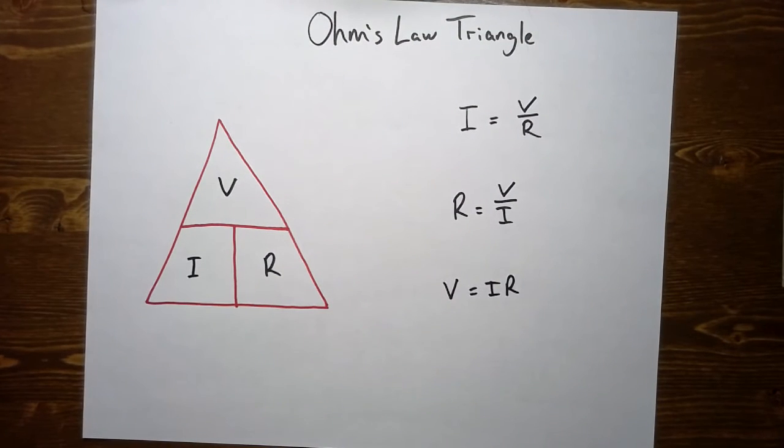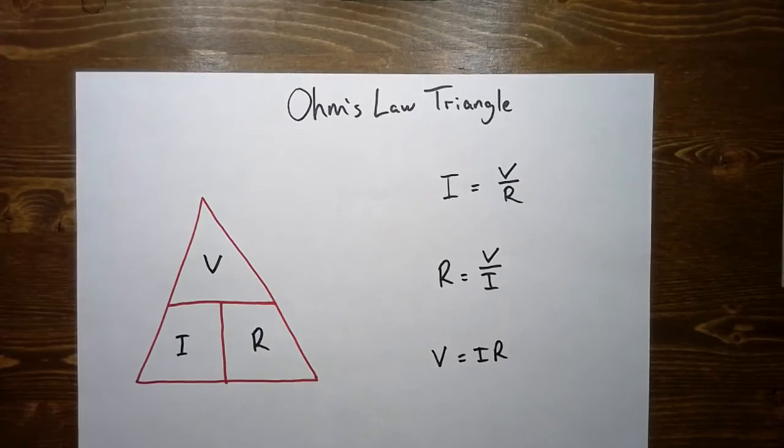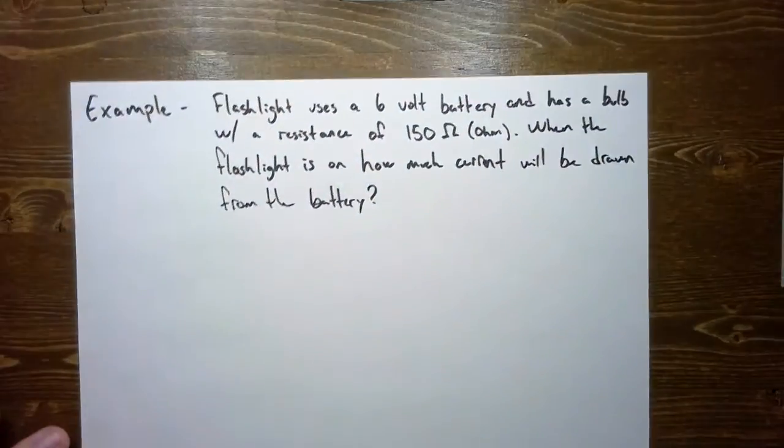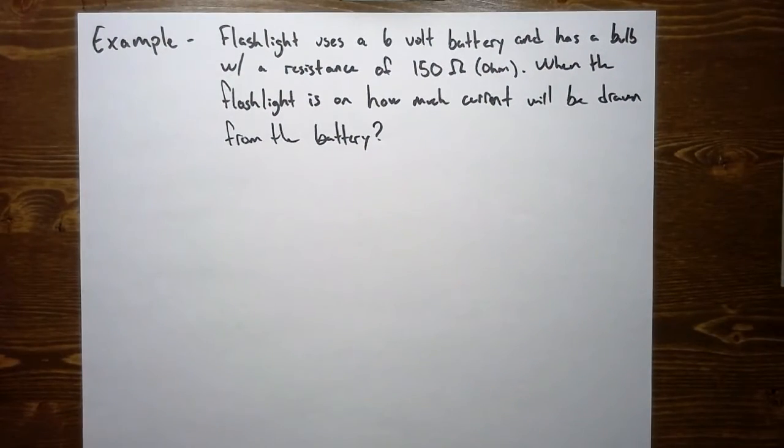Okay? So now we're going to go over an example to show how to use that. Our example is a flashlight. A flashlight uses a 6-volt battery and has a bulb with a resistance of 150 ohms. When the flashlight is on, how much current will be drawn from the battery? I want you guys to pause the video here and see if you can figure this one out on your own using Ohm's law triangle.